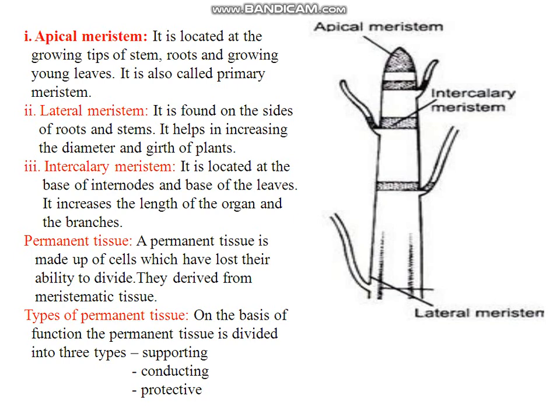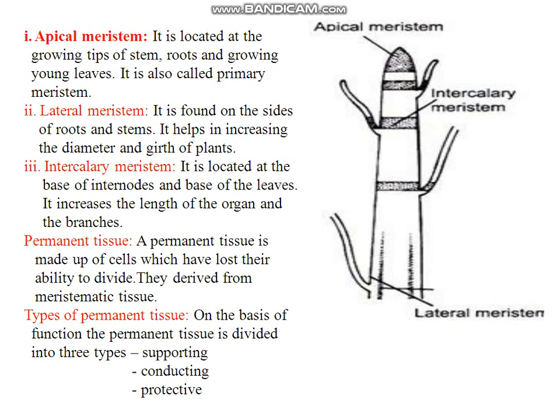So we have already discussed meristematic tissue. Now, permanent tissue. Permanent tissue actually originated from meristematic tissue. So when the cells lost the capacity of division, they are called permanent. We just go through the definition given here. A permanent tissue is made up of cells which have lost their ability to divide. They are derived from meristematic tissue.